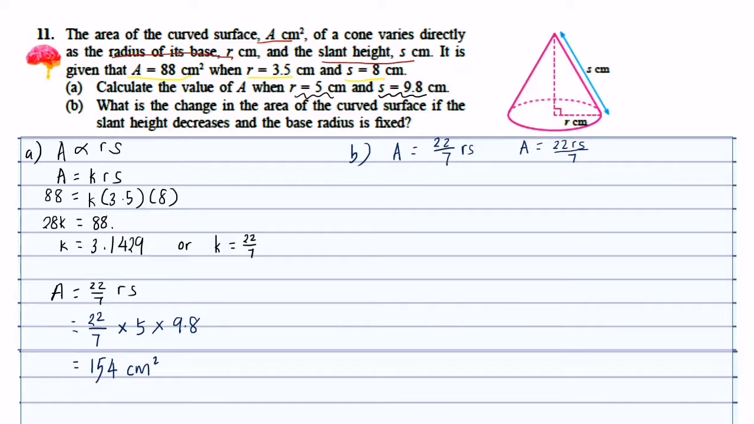Okay, so if you refer to this equation, if the slant height decreases, here s decreases, and the base radius is fixed, so r still remains. So what happens to the area? Of course, it also decreases, because this is direct variation. Okay, so what is the conclusion? The area of the curved surface will decrease.